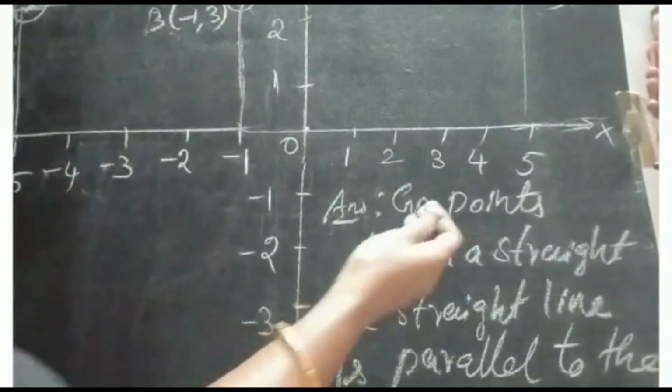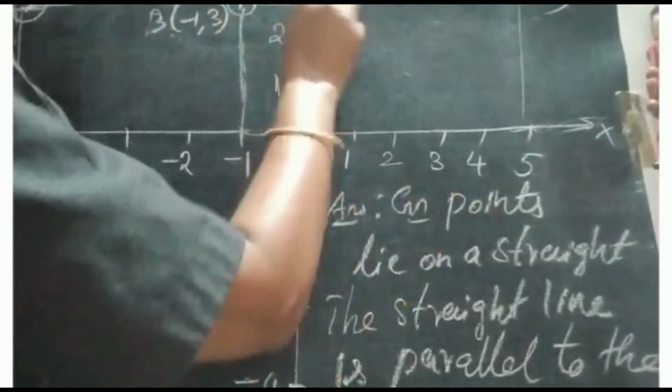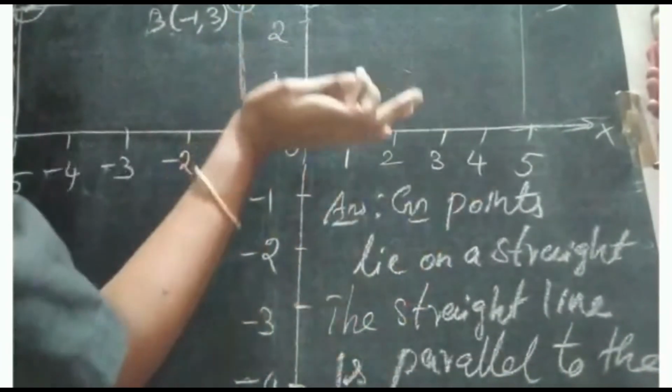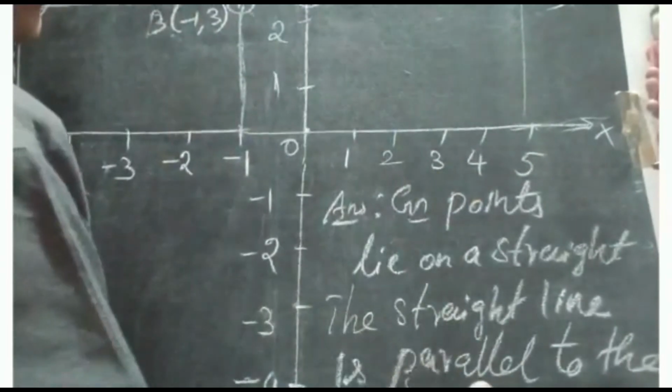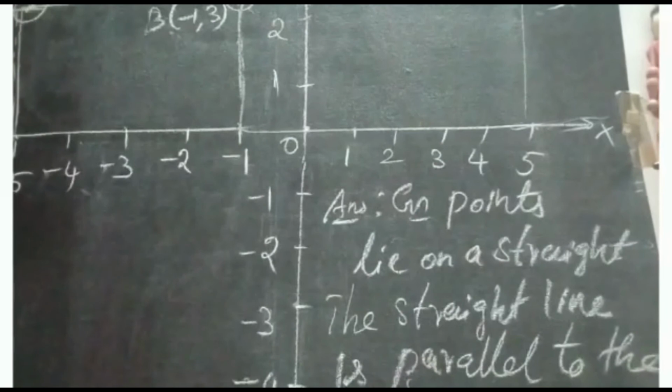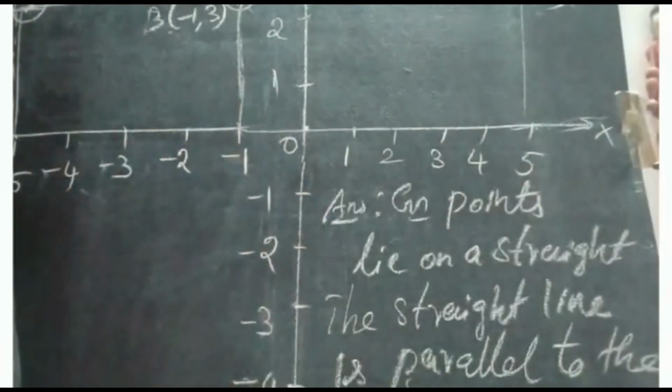So first, the given points lie on the same straight line. The straight line is parallel to the x-axis. Parallel to the x-axis or x coordinate, whichever you prefer, you have to write. This is the conclusion about the solution. Okay. Is it clear?